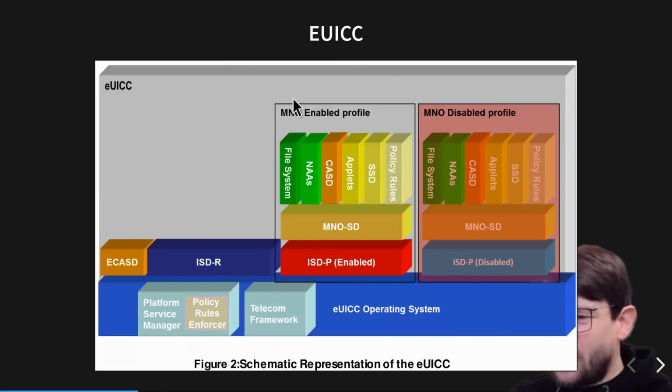So every eSIM profile creates what is here called in this block an MNO enabled profile or an MNO disabled profile. So that's our eSIM profile. And every eSIM profile contains an issuer security domain P for provider, a mobile network operator security domain, and then all kinds of things like the file system contents, the authentication bits, the applets, possibly additional security domains, policies, and whatnot. And as said in this example here, we also see one profile is enabled and one profile is disabled.